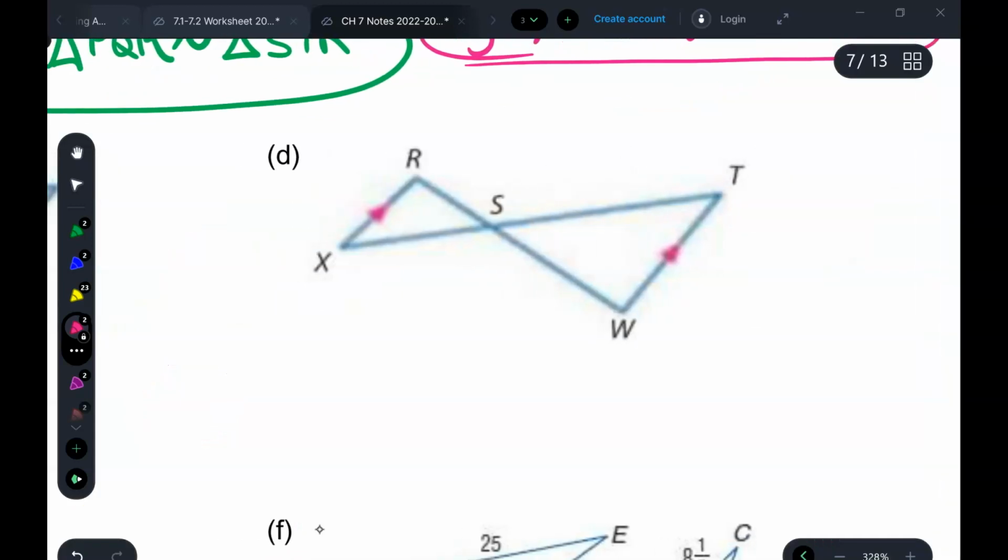Okay, here we got parallel lines. So what do we know? Well, we know vertical angles and alternate interior angles. So it doesn't really matter that we had the vertical angles. With those alternate interior angles, we would have had two. So you can do two alternate interior angles.